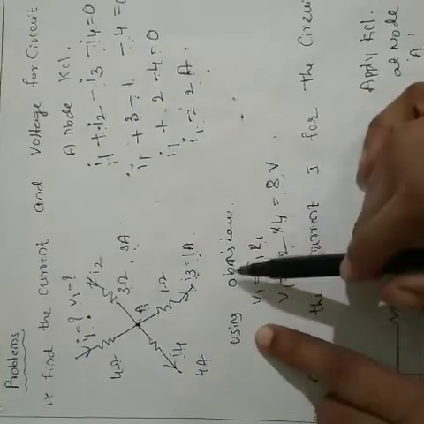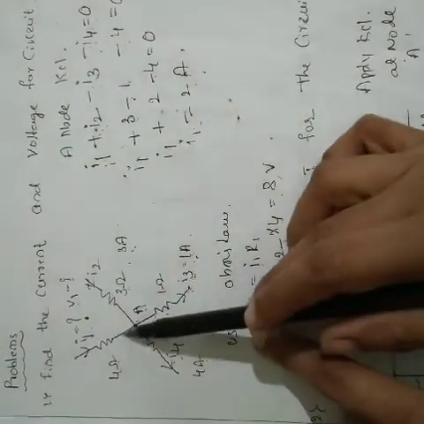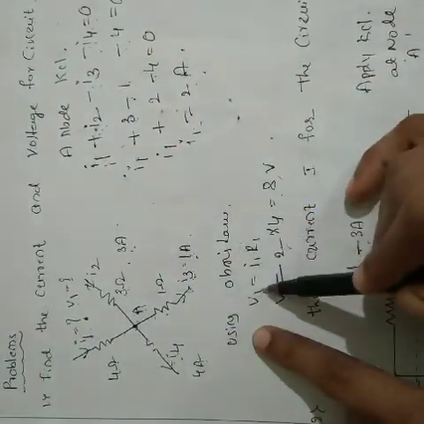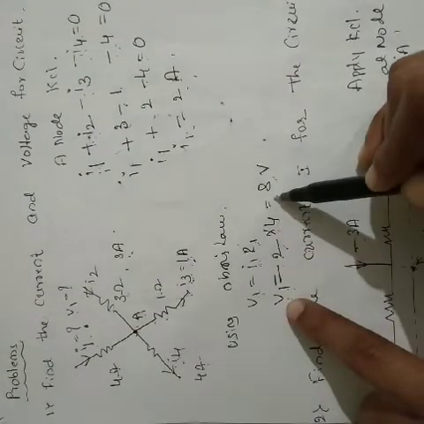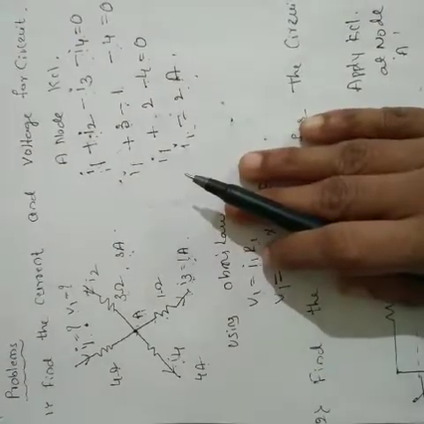Next, find the voltage drop across this resistor using Ohm's law. V1 is equal to I1 into R1. V1 is equal to 2 into 4, which is 8 volts. Okay, this is your first problem.